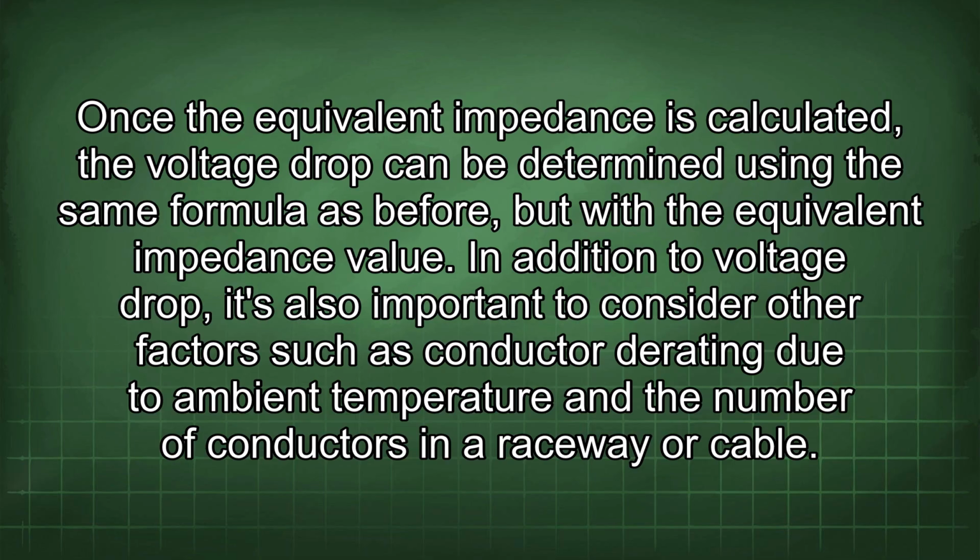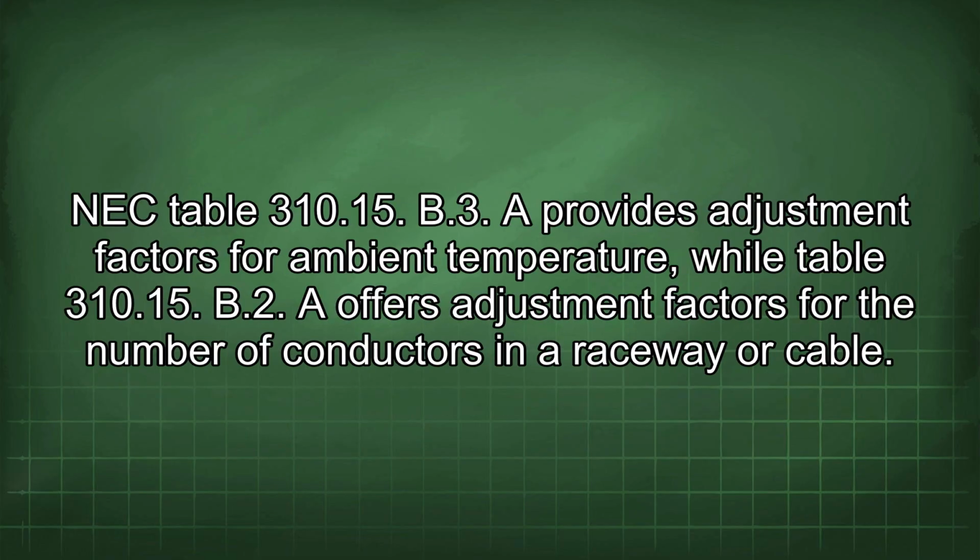Once the equivalent impedance is calculated, the voltage drop can be determined using the same formula as before, but with the equivalent impedance value. In addition to voltage drop, it's also important to consider other factors such as conductor derating due to ambient temperature and the number of conductors in a raceway or cable. NEC Table 310.15(B)(3) provides adjustment factors for ambient temperature, while Table 310.15(B)(2) offers adjustment factors for the number of conductors in a raceway or cable.